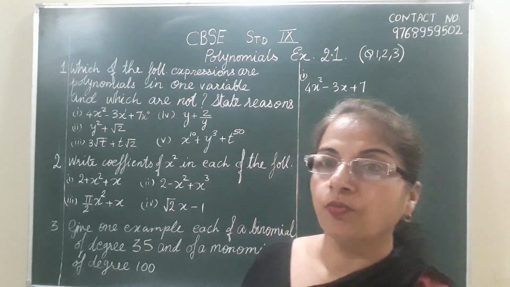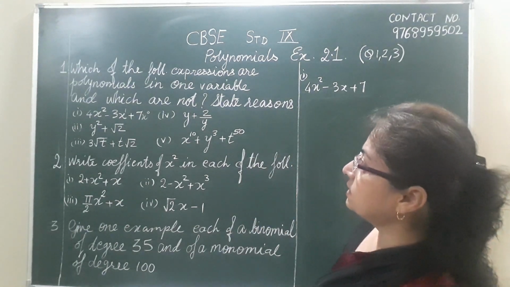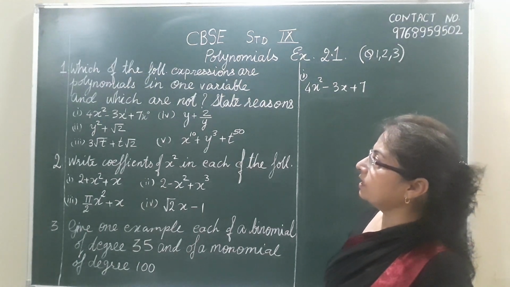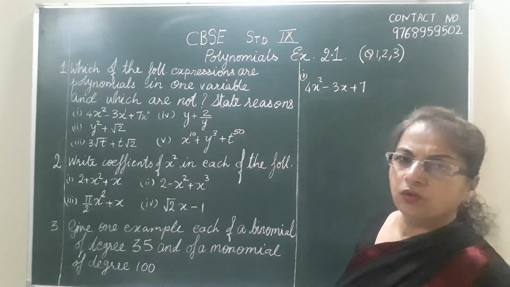Today's exercise is 2.1, and question number 1 of exercise 2.1 says: which of the following expressions are polynomials in one variable and which are not? You have to give the reason for that. It comes for only 1 mark.